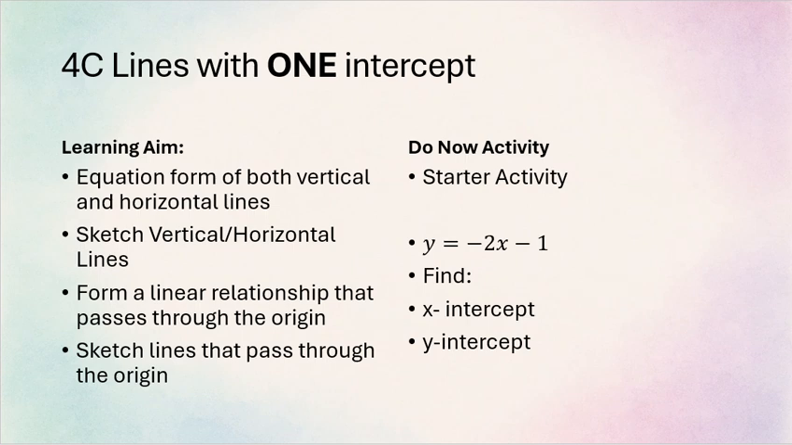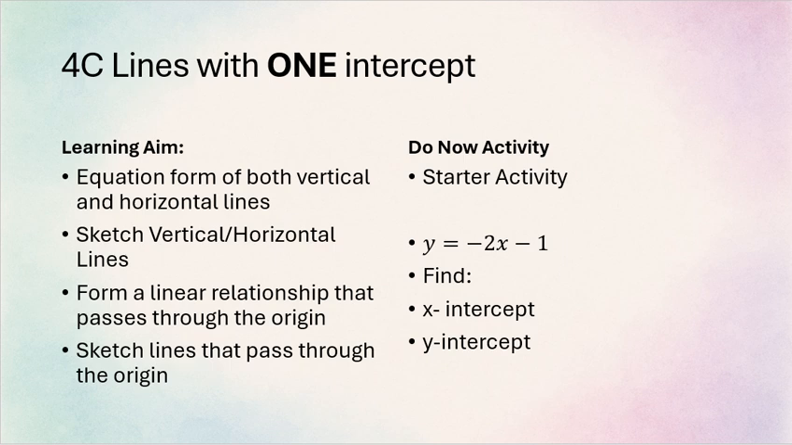So this is chapter 4C. We're just going to have a look at lines that go through one intercept. Previously in chapter 4B, I taught you that there were two intercepts, the x and the y. Now there are some special cases where lines only go through one intercept, and we're going to talk about it.